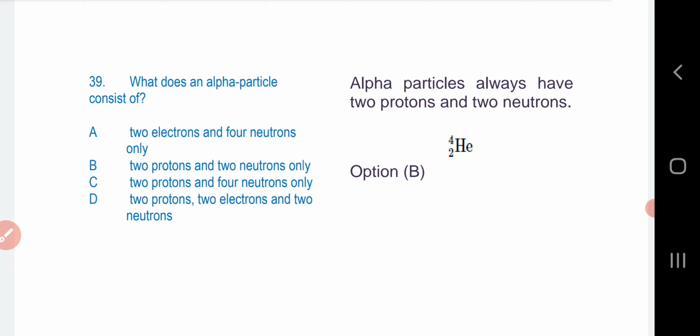Question number 39. What does an alpha particle consist of? And the answer is alpha particles always have 2 protons and 2 neutrons, and the answer is option B.